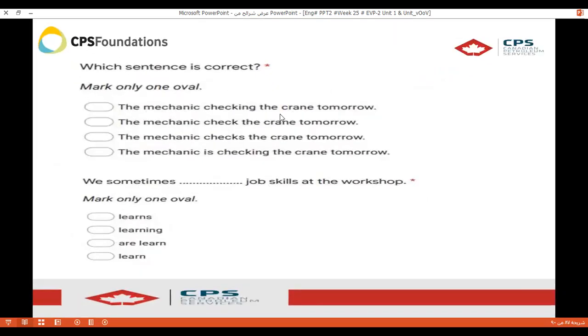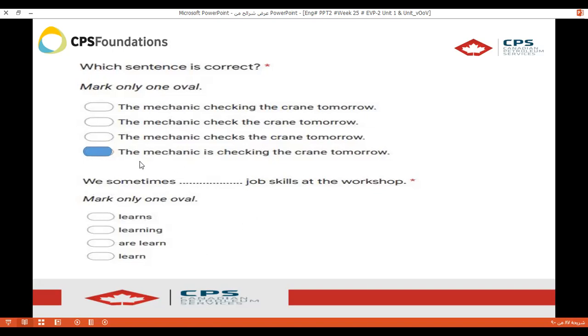Which sentence is correct? The mechanic checking the crane tomorrow. The mechanic check the crane tomorrow. The mechanic checks the crane tomorrow. Or the mechanic is checking the crane tomorrow. Of course, we have to use is and add ing to the verb. So the mechanic is checking.